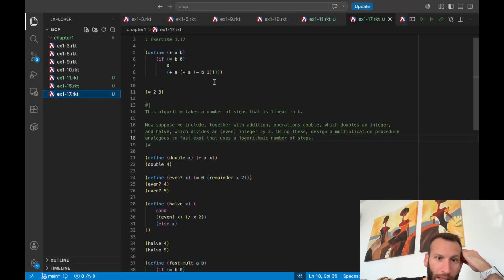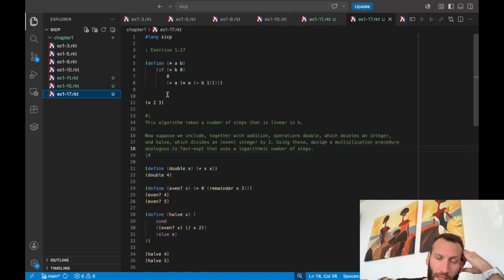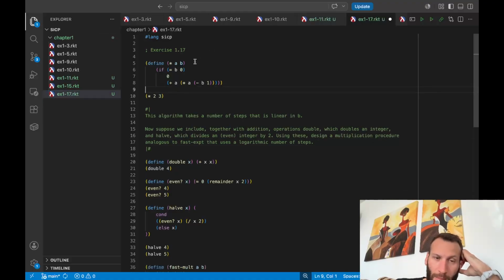Okay. So we have the definition given by the book, where we redefine the multiplication of two integers. We have the stopping condition: when b is equal to 0, we return 0. Otherwise, we call in a recursive fashion the function star itself.